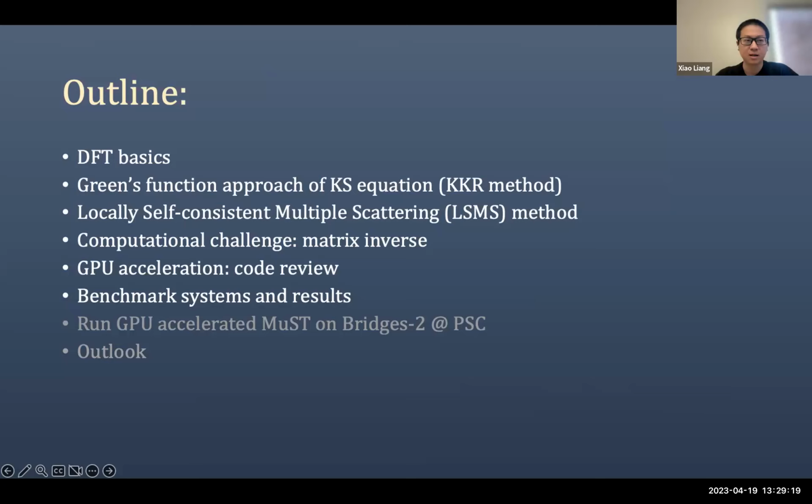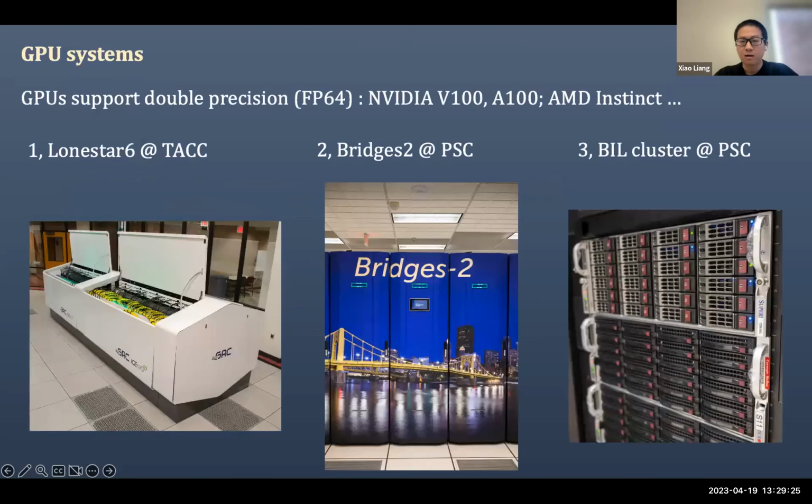Okay, next I will present our test systems and the test results. Our matrix inverse is double precision calculations. Nowadays, double precision calculations can be performed on the NVIDIA V100 or A100 and the AMD Instinct series acceleration cards.